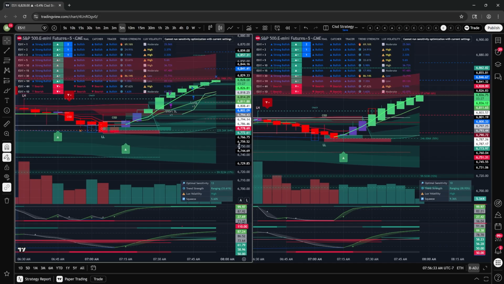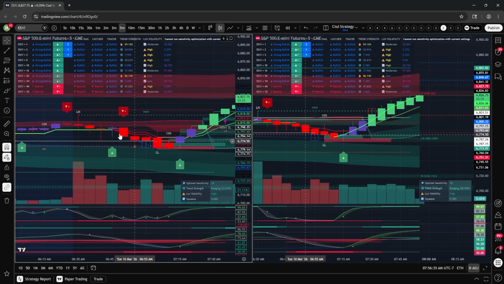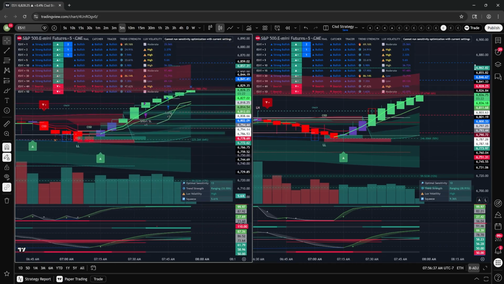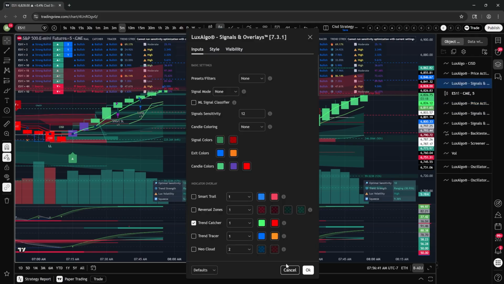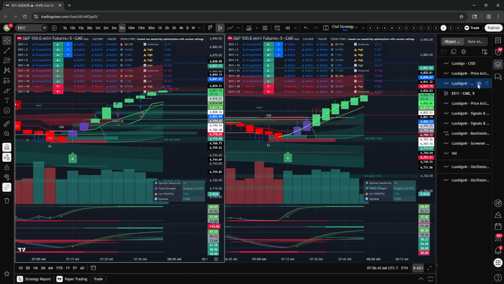Then we got signals and overlays. It's just signals, and I added an extra trend catcher right here, just a fast one. So if it flips, good way to know to get out. Because by the time it comes down here, you might have got drawn down already.